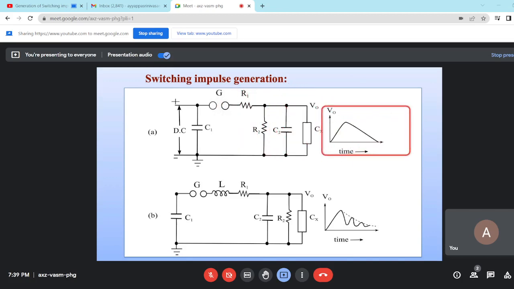It's a unidirectional unipolarity wave having total duration in several milliseconds time.